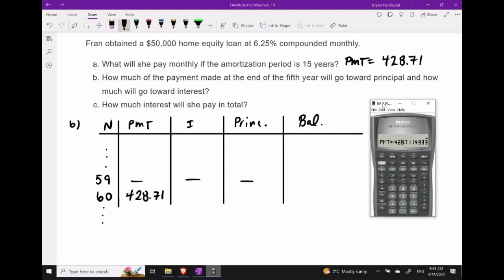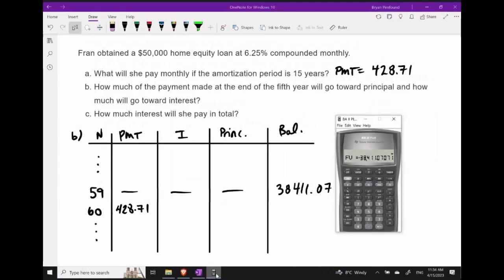This means that we're actually after the balance at line 59. So what I'm going to do is I'm going to take my $428.71. We're going to make that a negative value and program that in for the payment amount. Next, I'm going to input 59 for n. Asking the calculator to compute the future value here should give us about $38,411.07.